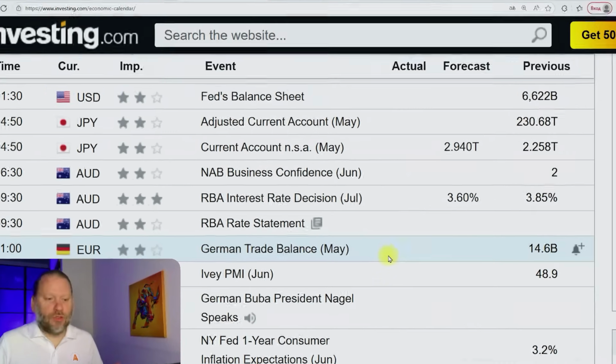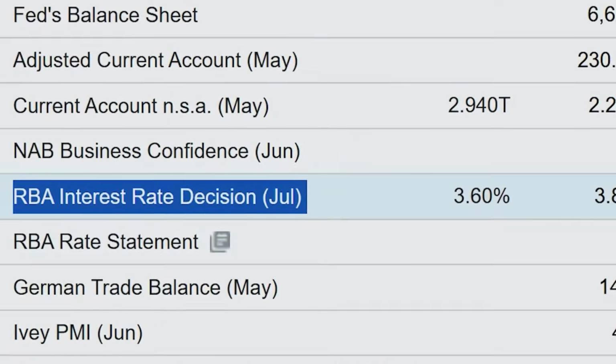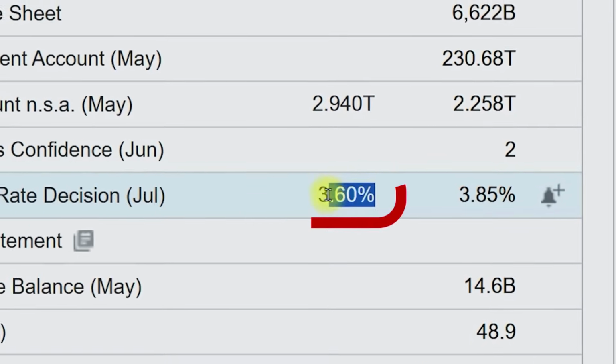So, on Tuesday, July 8th, will be the news of the Australian Central Bank interest rate decision. And the current value is 3.85%, and it's predicted to go down to 3.6%. What does this mean for the Australian dollar? It means that when the news is released, if the rate is cut, the Australian dollar is likely to fall sharply against other currencies as well, in particular, against the US dollar, whose chart we are about to look at.